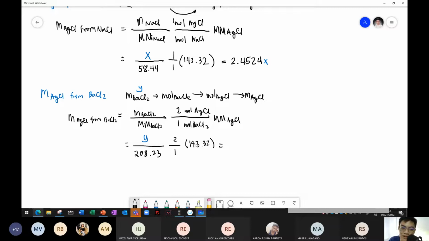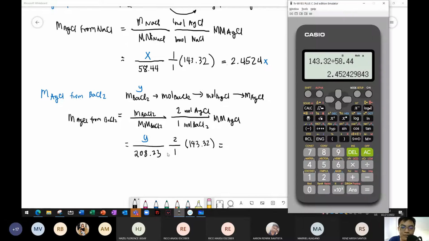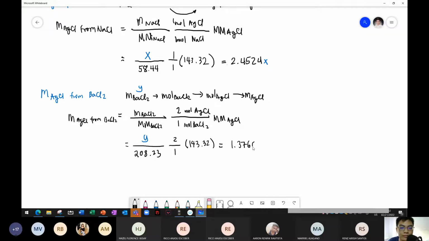Okay? Tapos yung mga molar mass, pagsama-samahin mo sila. Pagsama-samahin ang pare-pareho. So sa numerator, wag nyo muna pansinin yung y, just yung numbers lang. So 2 times 143.32 sa numerator. Sa denominator, you have 208.23 times 1. So yan yung ating ratio ng molar mass. 1.3766. Okay? Sulat ko, 1.3766 times y.